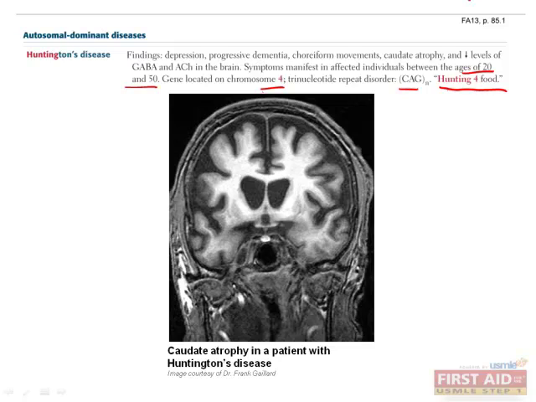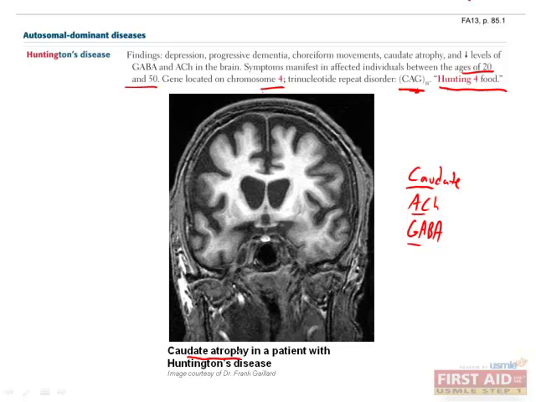Do you remember what that's called? Right, anticipation. The major findings of Huntington's disease include depression, progressive dementia, choreiform movements, caudate atrophy, and decreased GABA and acetylcholine in the brain. You can remember the caudate, acetylcholine, and GABA phenotypes with letters CAG because that's the trinucleotide repeat that causes the disease.